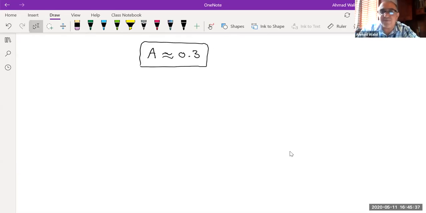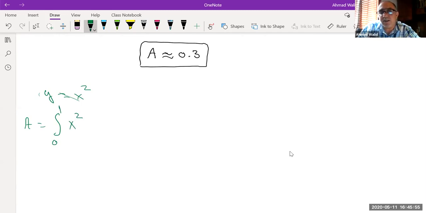But it's just for this section. Next day, you will do this. Okay, I have y equal x squared. To find the area, area means integral. Okay, from where to where? They mentioned from 0 to 1. What is my function? x squared. You already learned what is the antiderivative of x squared?